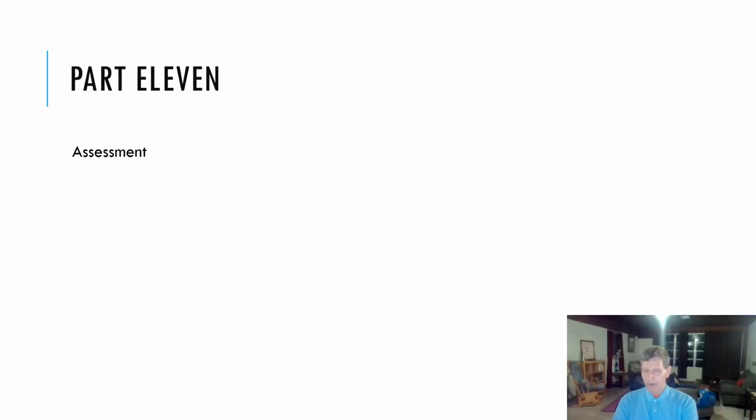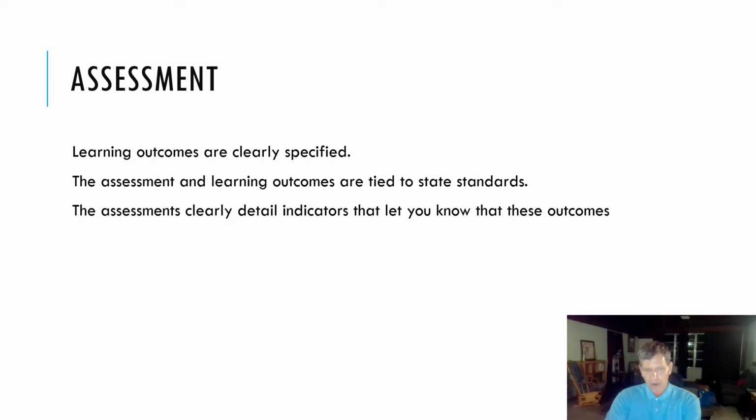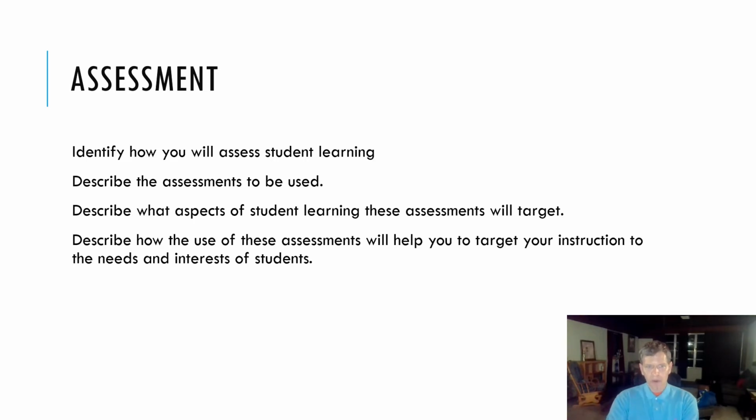Next, let's talk about assessment. As always, with good instruction, your learning outcomes should be clearly specified to the students. The assessment and the learning outcomes should be tied with state standards. The assessment should clearly detail the indicators to let you know that these outcomes are being achieved or not achieved, and the student should understand these. You want to identify how you will assess student learning, and the students should be able to identify how you are assessing their learning. You want to describe the assessments that are going to be used to the students. Don't let that be a mystery.